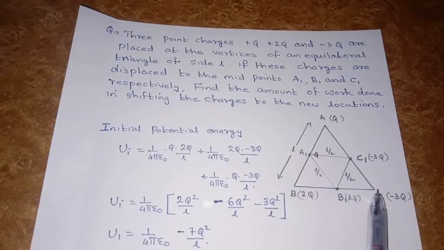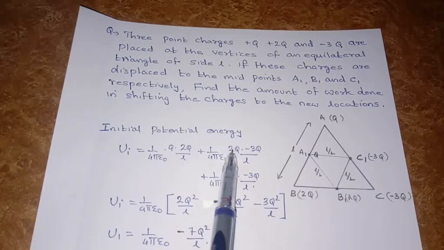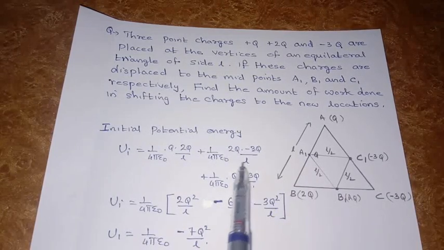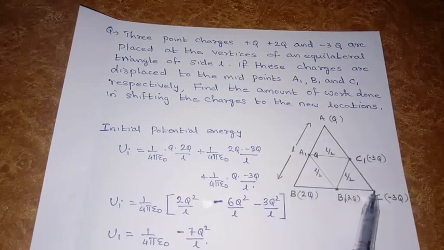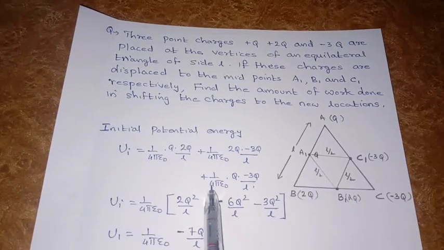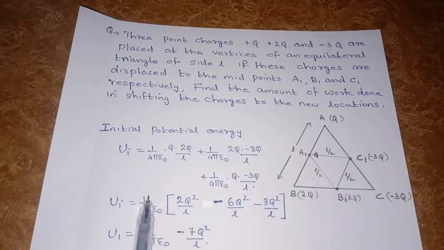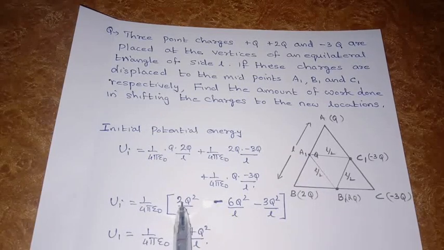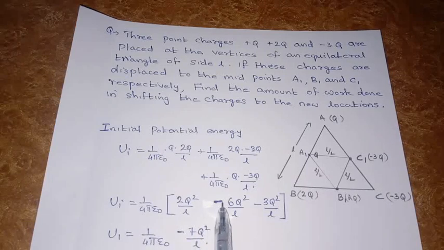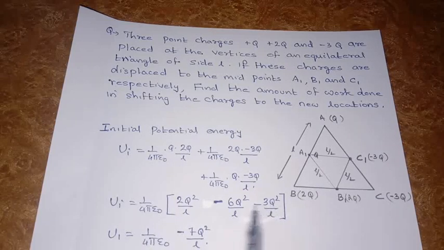plus second pair 2Q and minus 3Q. Distance between them also will be L. Therefore 1 by 4 pi epsilon 0 2Q into minus 3Q divided by L, and the third pair Q and minus 3Q. Therefore that potential energy will be 1 by 4 pi epsilon 0 Q into minus 3Q divided by L. Now 1 by 4 pi epsilon 0 can be taken out. Then it will be 2Q square by L minus 6Q square by L minus 3Q square by L, and that remains in the bracket. So it will be 2 minus 6 minus 3, which is minus 7Q square by L.